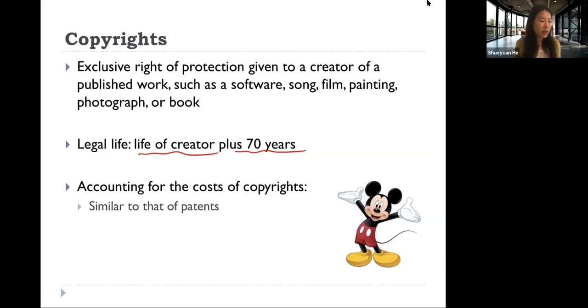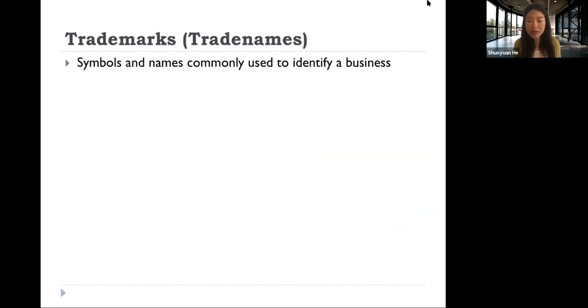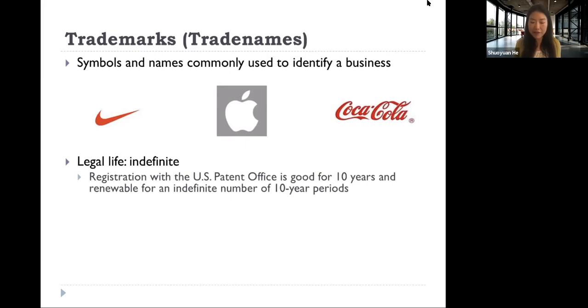The next item is trademark, trade name. Those are symbols and names commonly used to identify a business. And so those are some of its examples. And the legal life of a trademark is indefinite. The reason it is indefinite is that the registration with the US Patent Office is good for 10 years. However, it is renewable for an indefinite number of 10 years. So that's how it is indefinite.